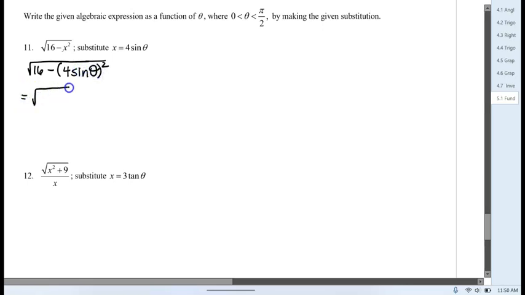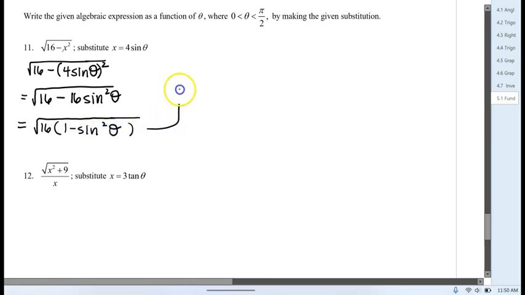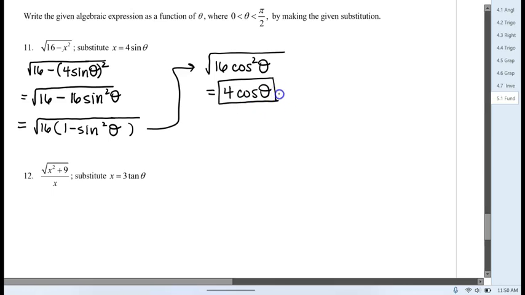Let's simplify this. So we have 16 minus, we need to square the 4, and we also need to square the sine. So we have 16 minus 16 sine squared theta. We can factor out a 16, because both of those terms have a 16, leaving us with 1 minus sine squared. We can continue to simplify this because 1 minus sine squared is cosine squared. And then the square root of 16 cosine squared is 4 cosine theta. And I know it's positive because theta is in the first quadrant.